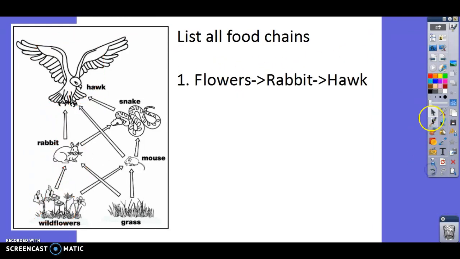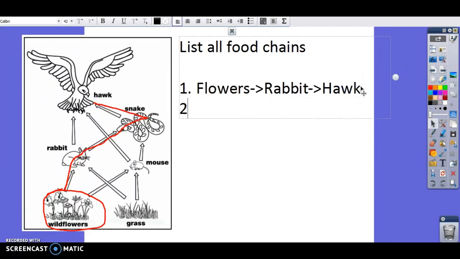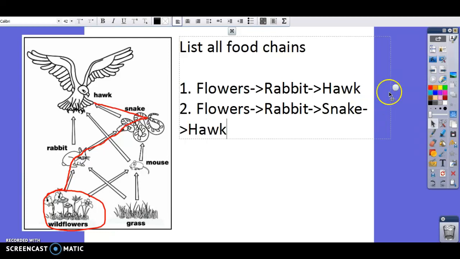Now we need to find another food chain. Is there another one that also starts with wildflowers? What's another path we could take? Well, another path we could take is rabbit, snake, and then hawk. Another pathway. So I'm going to write that one down: flowers, rabbit, snake, and hawk. What else?